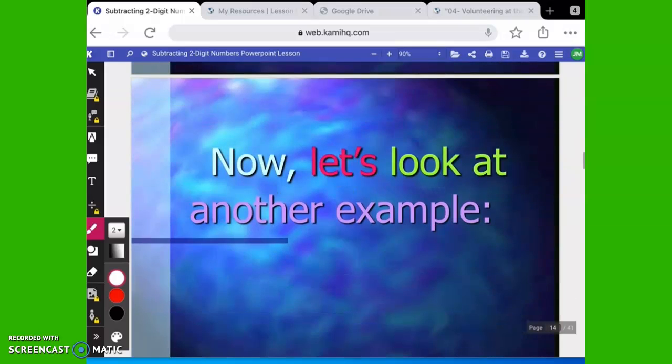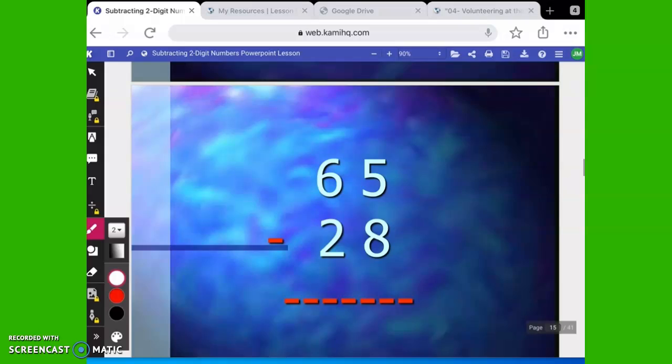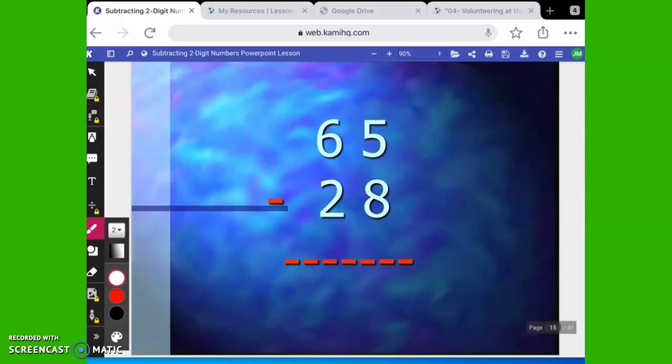Okay, one more example. As I'm showing this, I want you to talk out loud about what you think we need to do. Our problem is 65 minus 28. And so we know we need to look at the ones values first, 5 minus 8. Now remember, where should your larger number be, at the top or the bottom? That's right. Your larger number needs to be on the top.